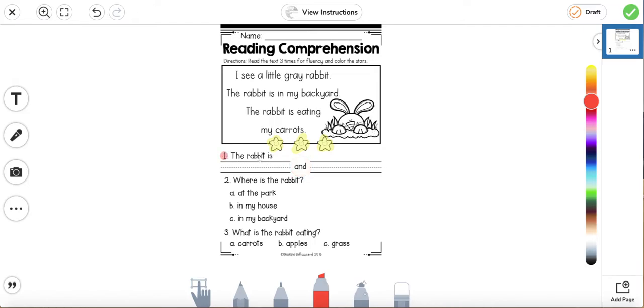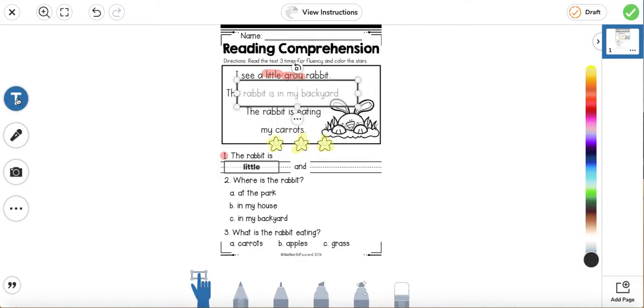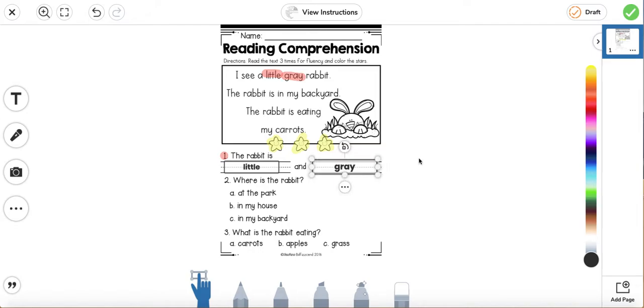For number 1, the rabbit is, let's go to the story to see where we can find it. I see a little gray rabbit. So the rabbit is little and gray. So we're going to go ahead and write that down here. Little and gray. And I found the answer there, so I went ahead and highlighted where I found my answer.